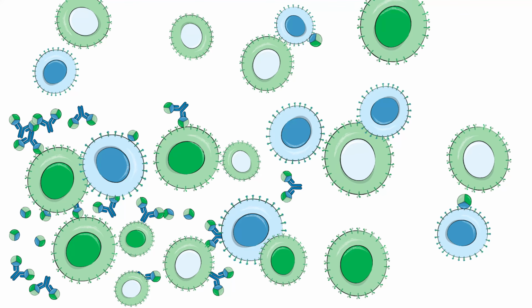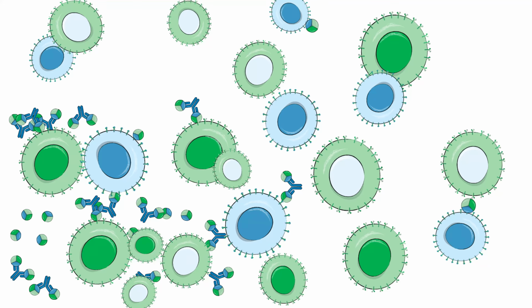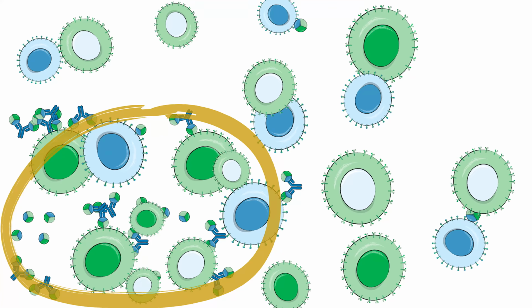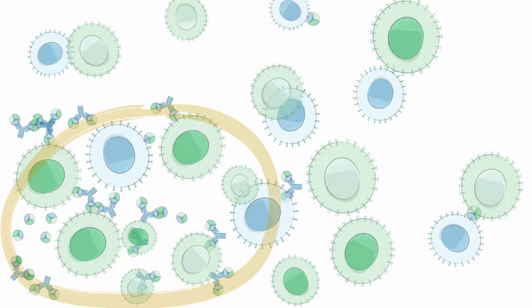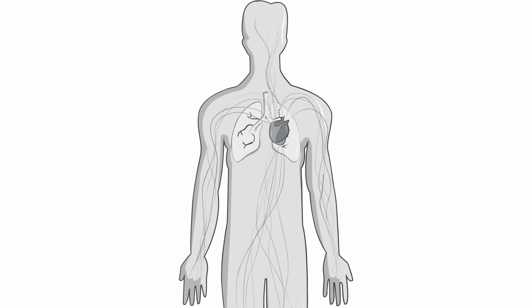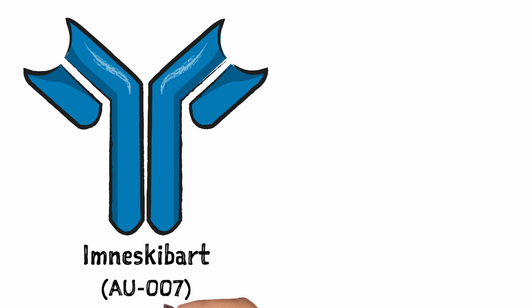The balance has now shifted toward the cancer-fighting effector T cells and NK cells, creating a positive feedback loop that fights cancer. Outside of the tumor microenvironment, imnescabart prevents IL-2 from binding to vasculature and eosinophils. This is designed to reduce the severe side effects associated with IL-2.